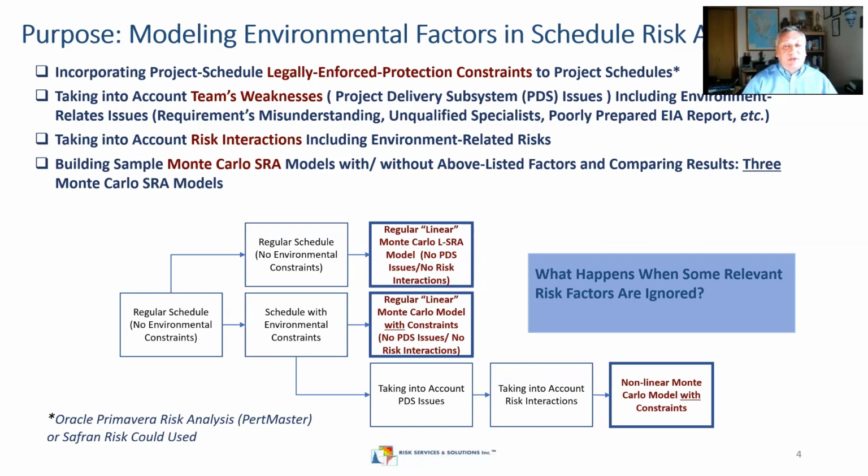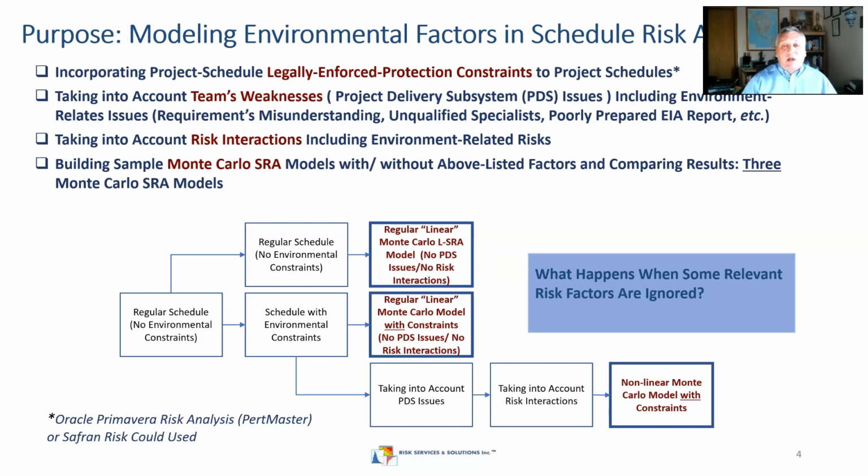Besides legally enforced protection constraints, we need to, as we discussed previously, take into account team's weaknesses. We will call it project delivery subsystem issues. Sometimes they're called systemic issues or whatever, that's better. And they might include environmental related issues, for instance, misunderstanding of regulatory environment requirements, and some unqualified specialists might be involved in this discipline, and as a result, poorly prepared environmental impact assessment reports could be submitted.